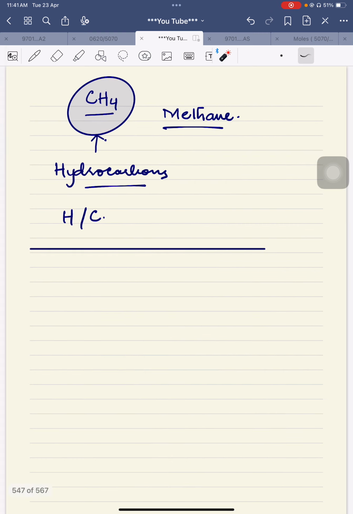Now, one compound which is organic is already familiar to you, and that is called methane. Where have we studied methane? You have studied methane already in two cases. Where were those two cases?